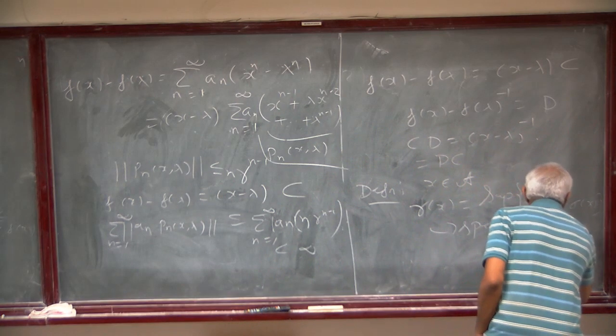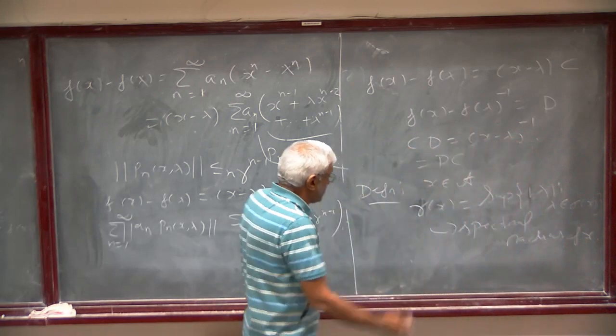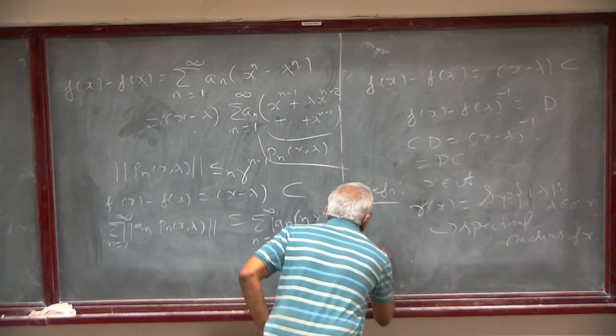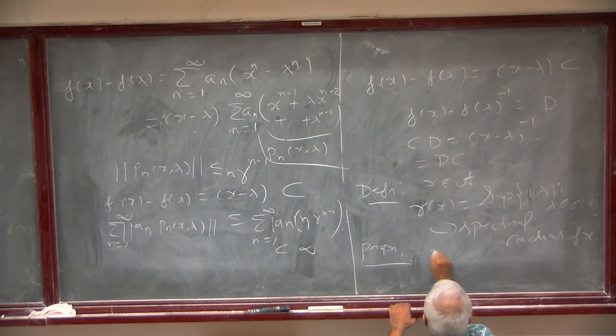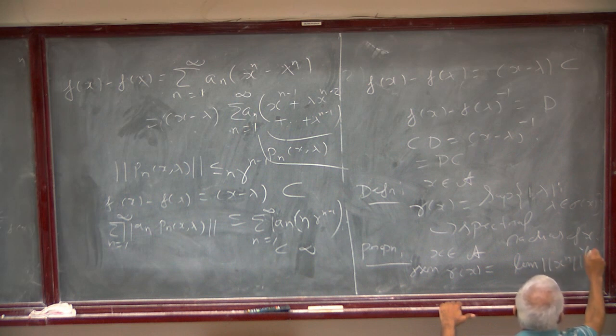Radius of x. It's just the supremum of the spectrum. The proposition is what is called the spectral radius formula: if x is in A, then r(x) equals the limit of the norm of x to the power n, to the power 1 by n.